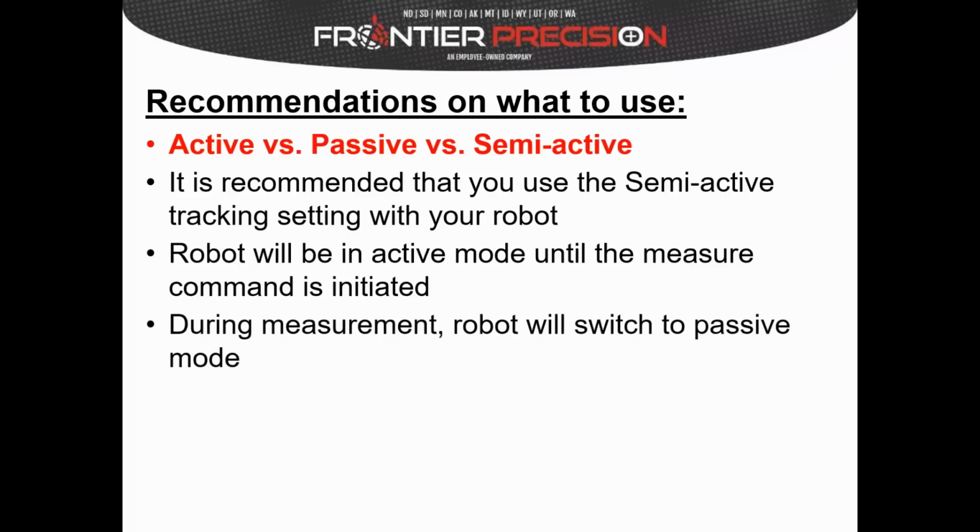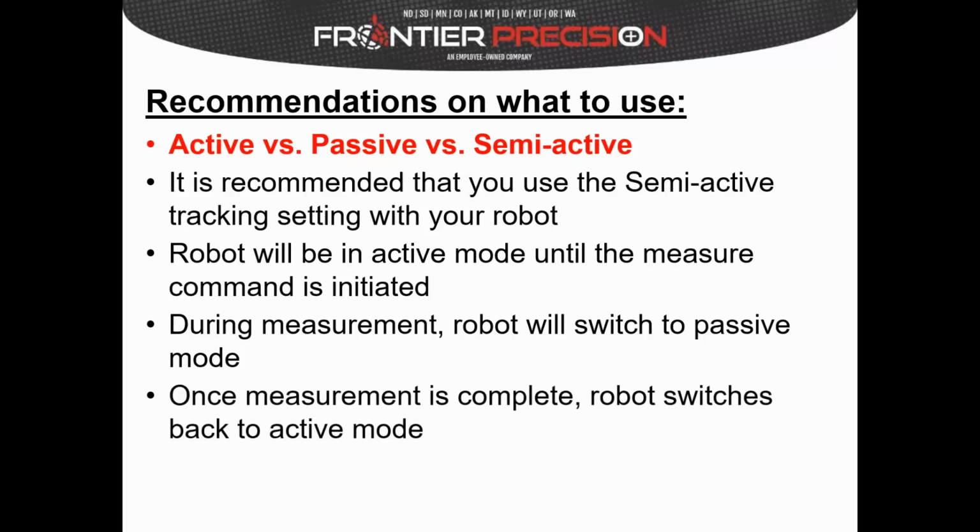Once you stop and you initiate the measurement command, the robot is going to switch to passive mode and then lock onto the glass. It should hit it every time because it's already on the glass in theory. So it's going to switch to passive mode, take the measurement, and then when the measurement is complete, it's going to switch back to active mode. We found this through some testing.